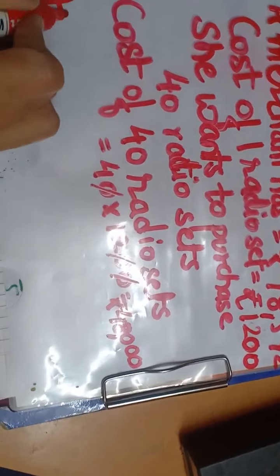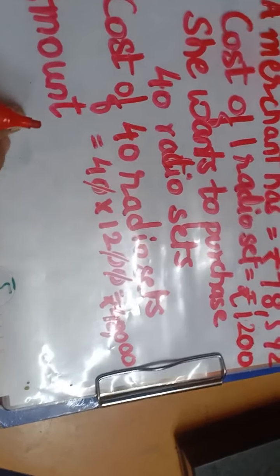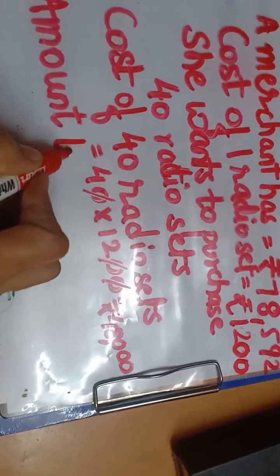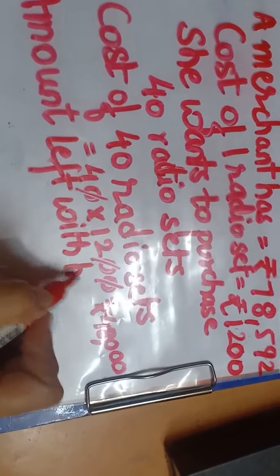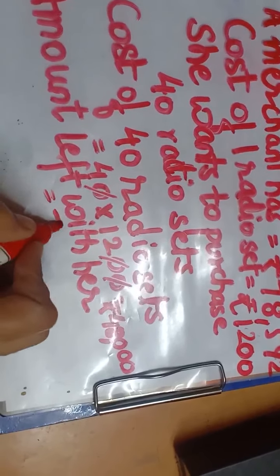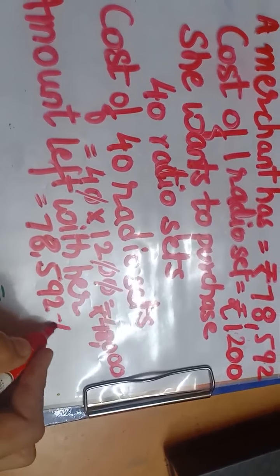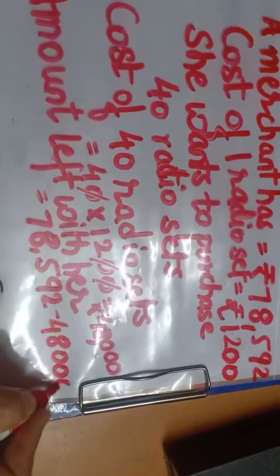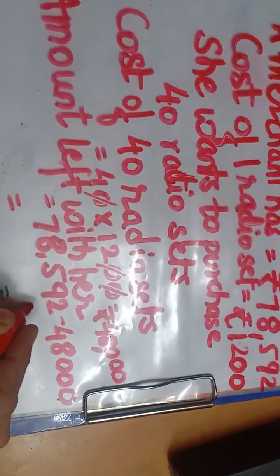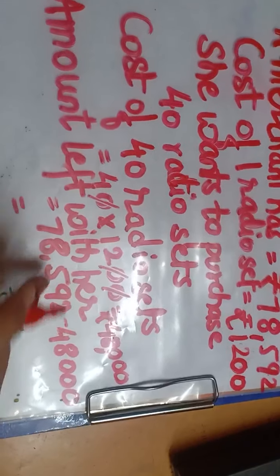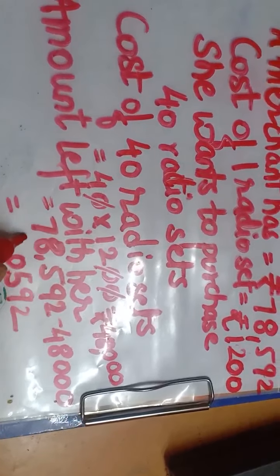Now amount left with her. So whenever we want to find something left, which operation do we do? Subtraction. Amount left with her would be equals to 78,592 minus 48,000. Okay. So this subtraction also we can do horizontally. 2 minus 0 is 2. 9 minus 0 is 9. 5 minus 0 is 5. 8 minus 8 is 0 and 7 minus 4 is 3.